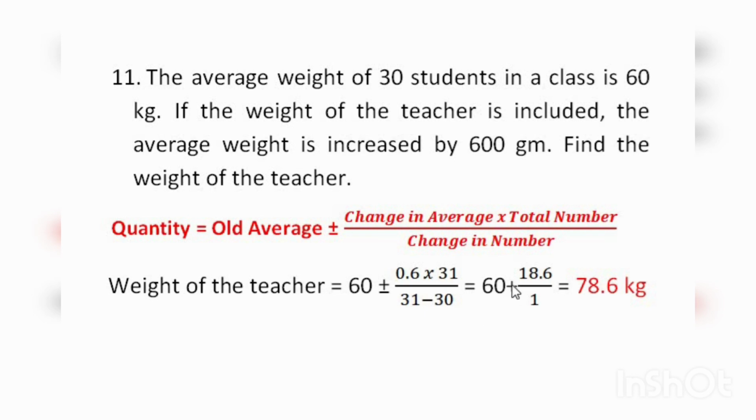60 plus, here it is plus sign. Why is it not minus? Because here the weight of the teacher is included, not excluded. The teacher is also coming. So 60 plus change in average into total number, that is 0.6 into 31 equal to 18.6 divided by 1, which is equal to 60 plus 18.6 equal to 78.6 kg.